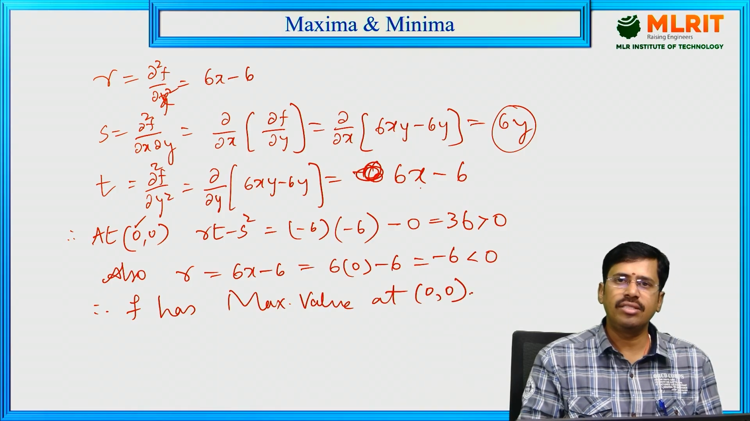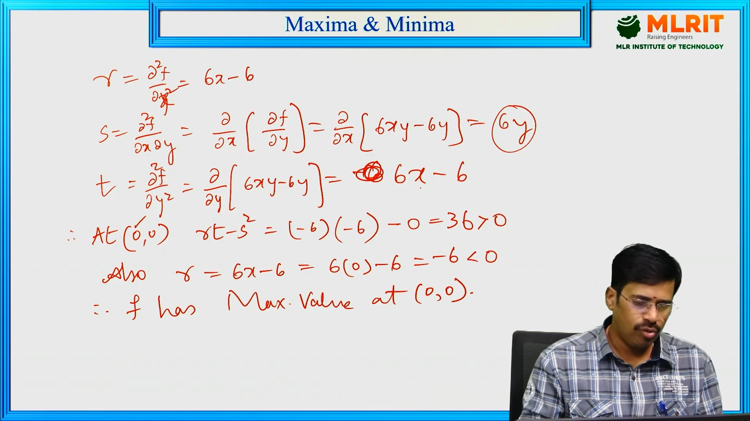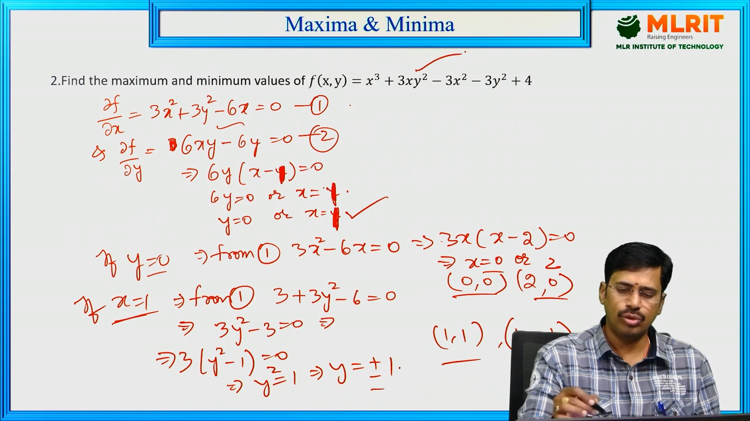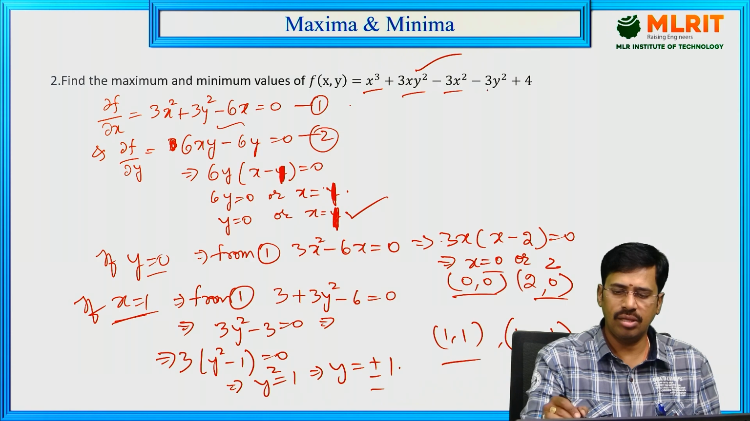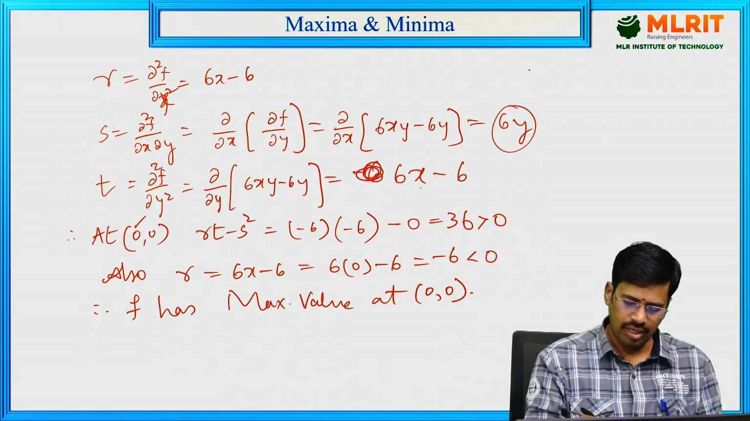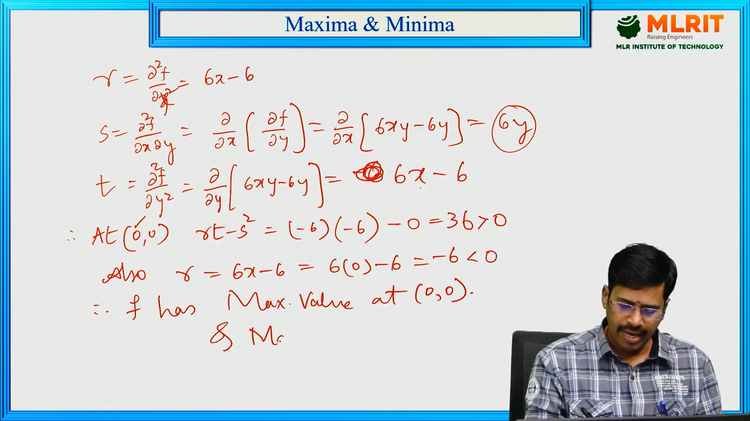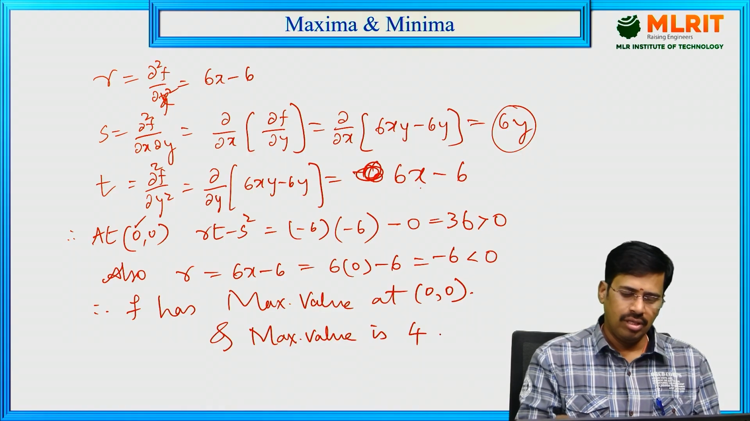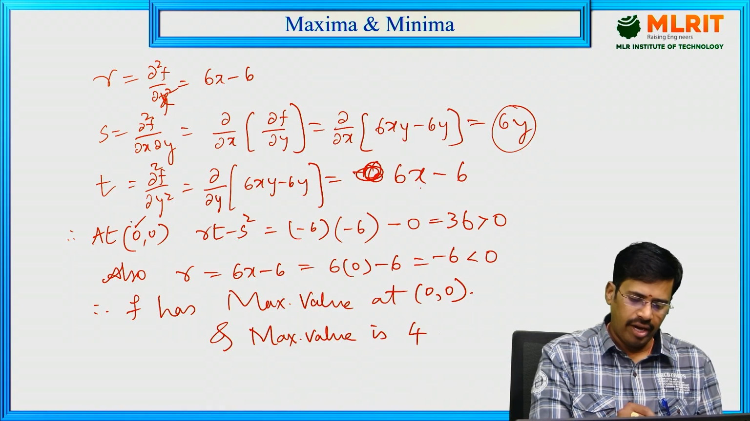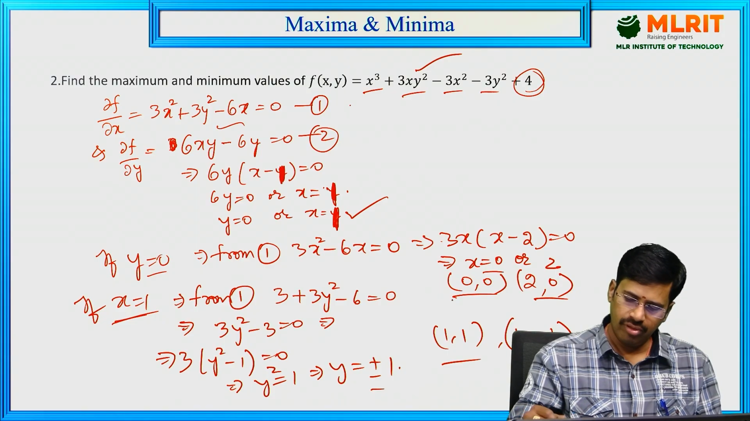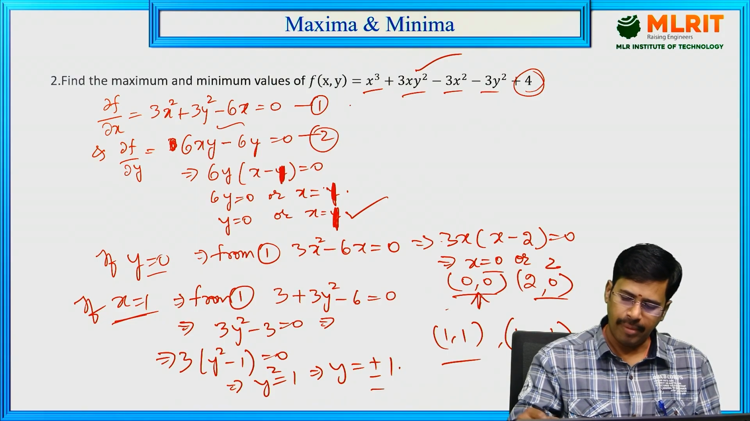How to find the maximum value? Substitute x equal to 0, y equal to 0 in the given function. So if you substitute, all these terms will be 0 and we get 4. So the maximum value is 4. Similarly, at this first point we got at (0, 0), this point we get maximum value.